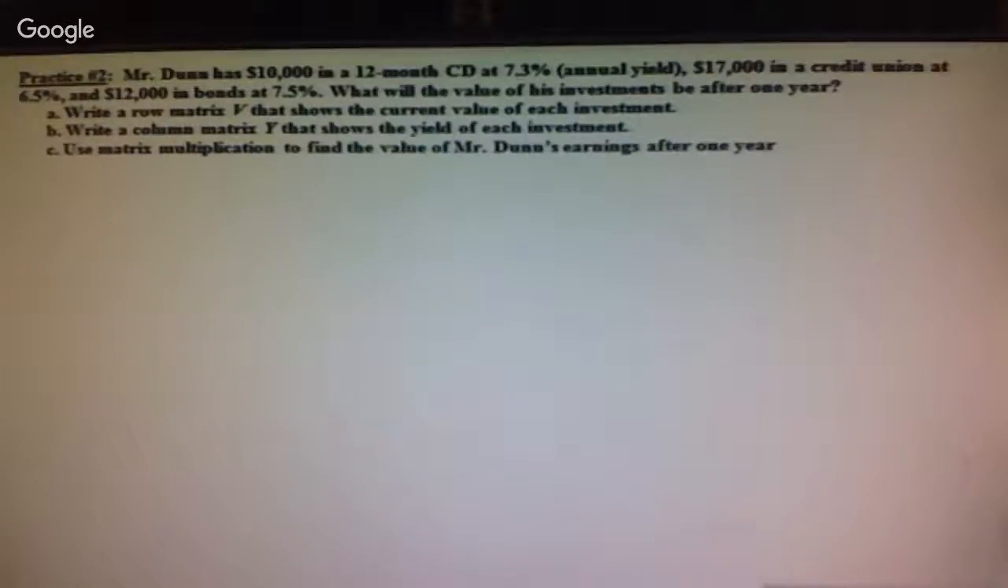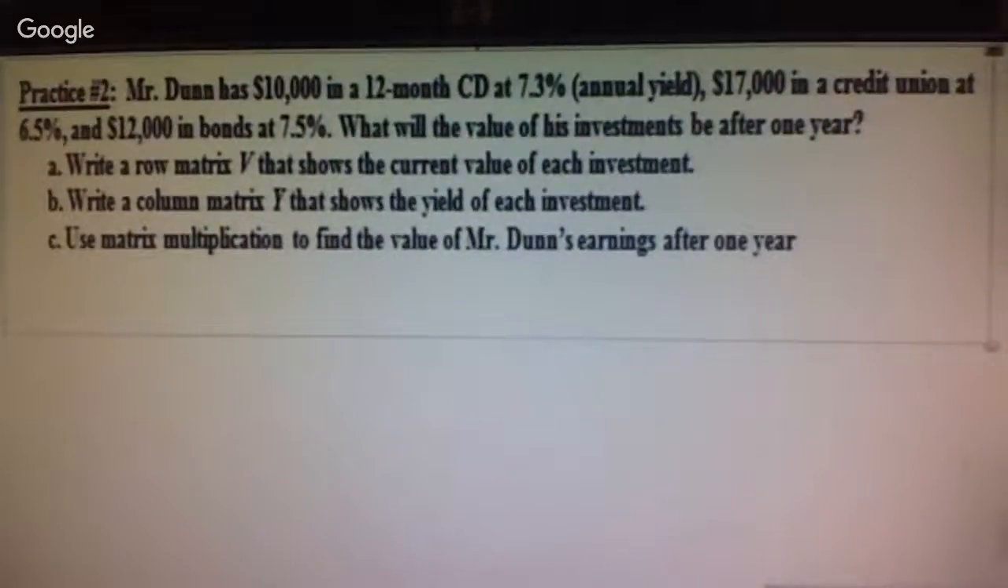Okay? Mr. Dunn has $10,000 in a 12-month CD at 7.3% annual yield. He put $17,000 in the credit union at 6.5% and $12,000 in bonds at 7.5%. If you're putting money in, what are you trying to do? Save. You're trying to make it grow. So we have to be careful. What will the value of his investments be after 1 year? So they want to know if they put this amount of money in at these different rates, how much money is he going to have at the end?